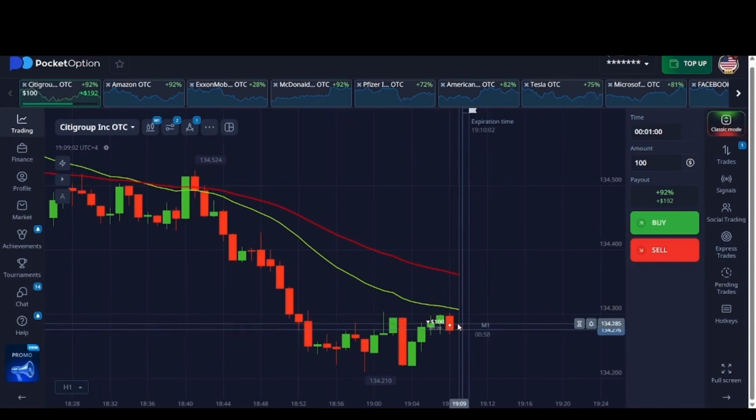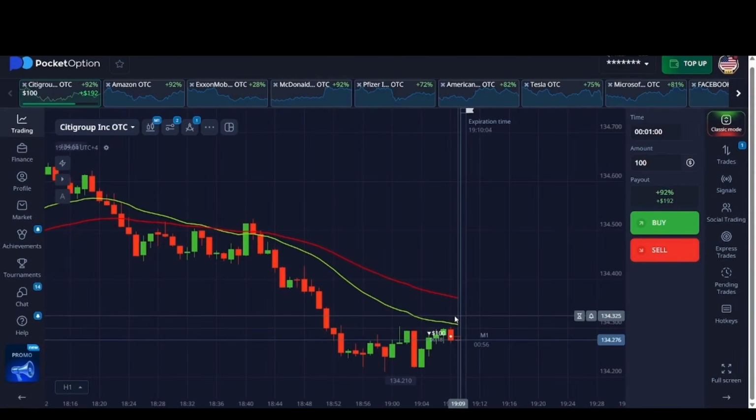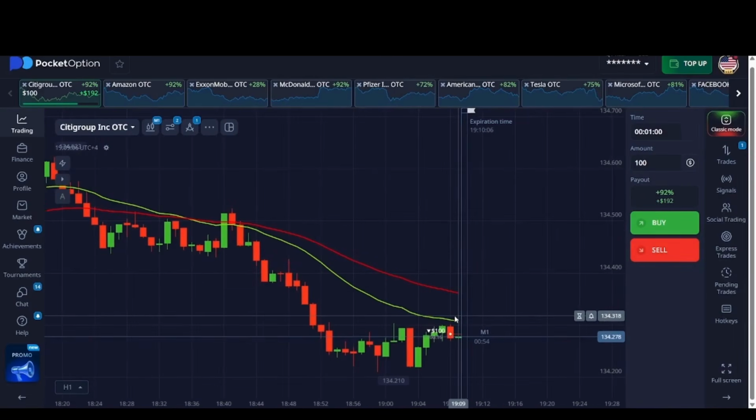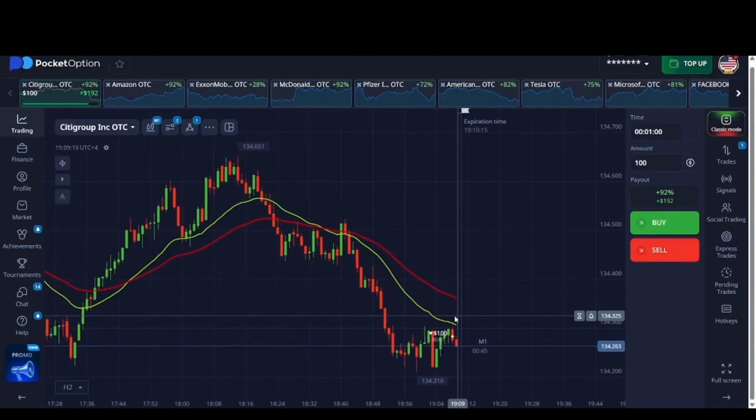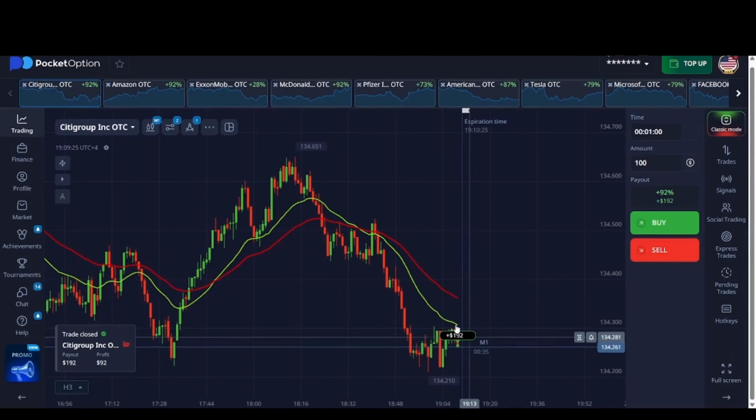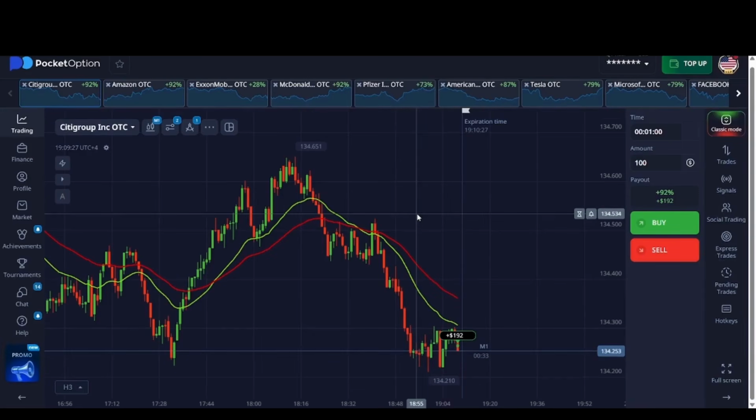The setup itself was correct, but my entry timing was not perfect. Let's wait a few more seconds. And yes, we won the trade. This is how you can use the continuation strategy and take retracement trades with the help of the EMA.